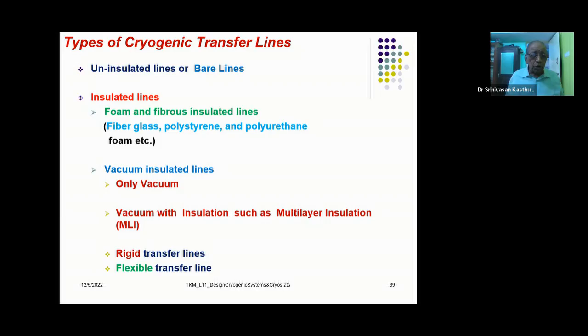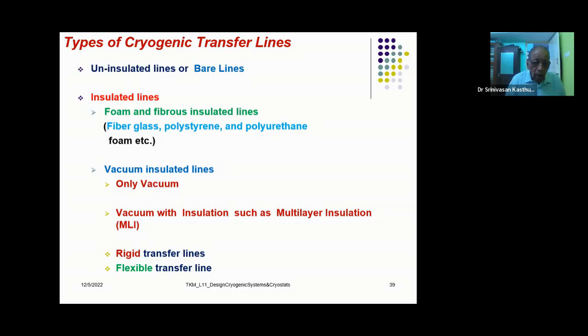You can also use insulated transfer lines. So you can think of insulation like foam or fibrous insulated lines. Now, I have not done the thermal insulation. I will do the thermal insulation shortly. The next lecture will be on thermal insulation. So we can use foam or fibrous insulated lines. You can also think of fiberglass, polystyrene, polyurethane foam, etc. All these things can be useful as insulation.